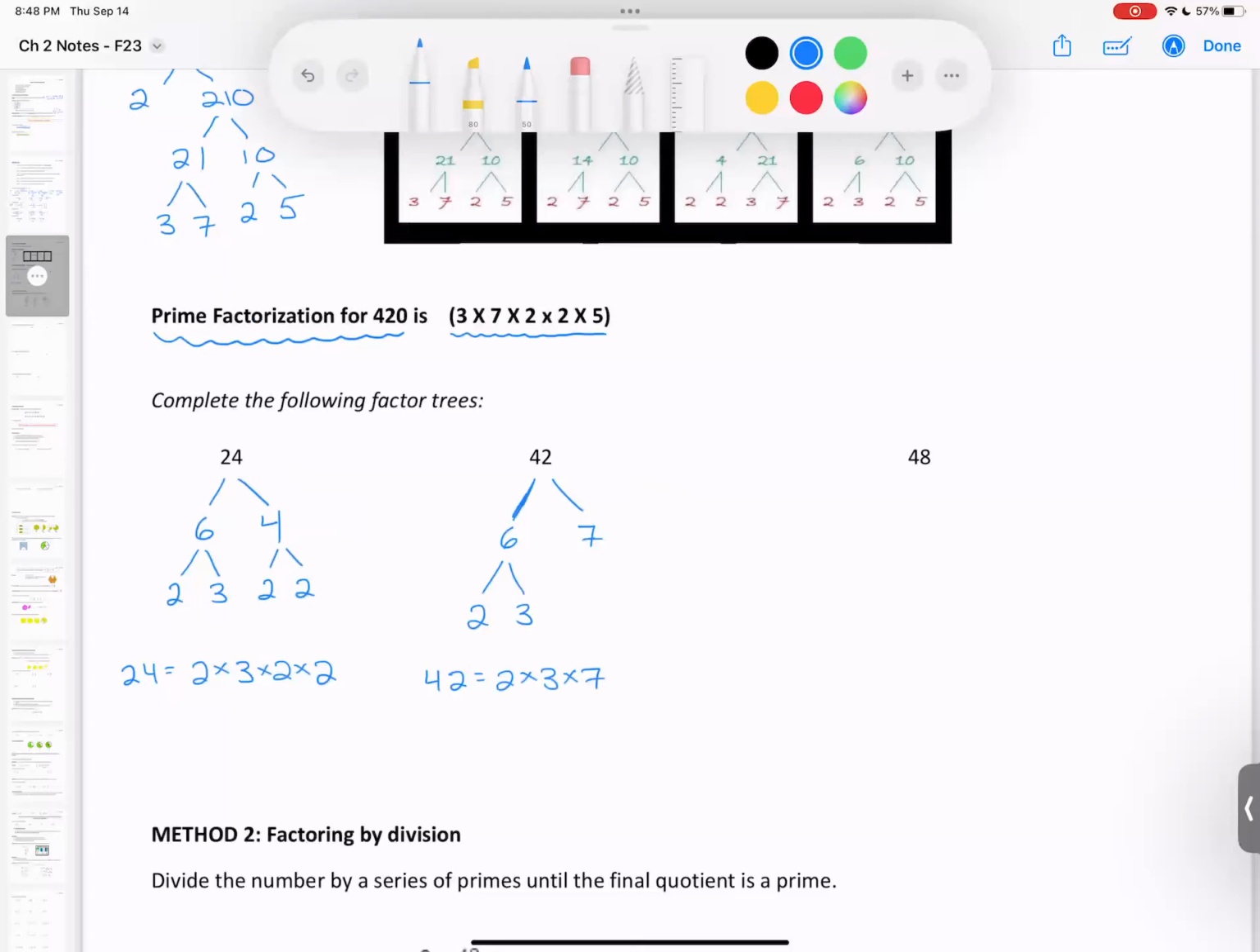Okay, let's do 48 together now. So I'm going to do, and this might be different from what you did, I'm going to say 48 is 6 times 8. 6 can be broken down into 2 and 3. 8 would be 4 times 2. The 2 is already prime, but the 4 we need to break down into 2 times 2. So we would write this as 48 equals 2 times 3 times 2 times 2 times 2. So that's prime factorization using factor trees.